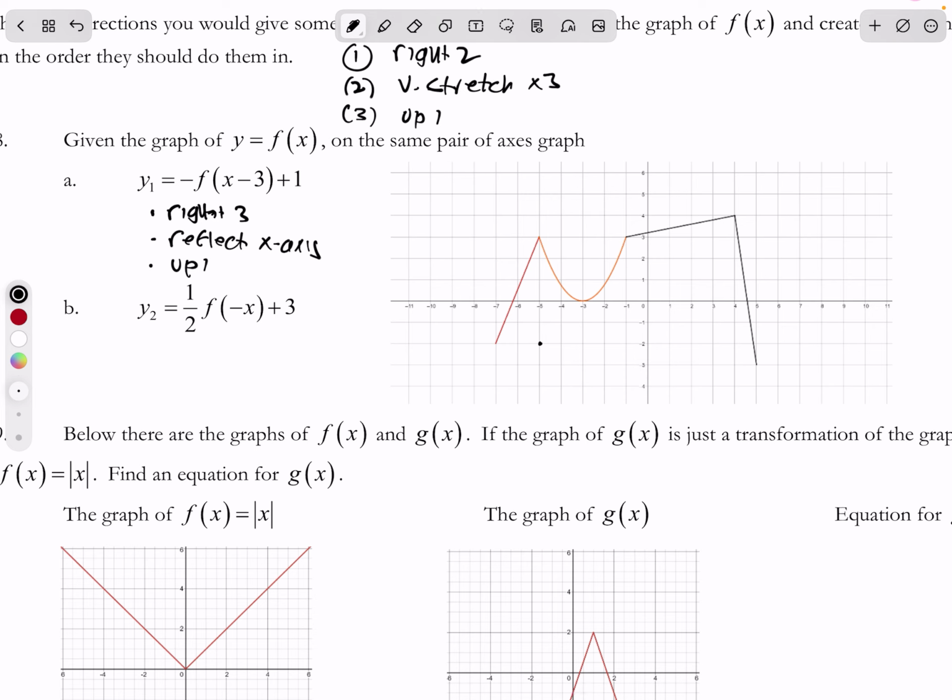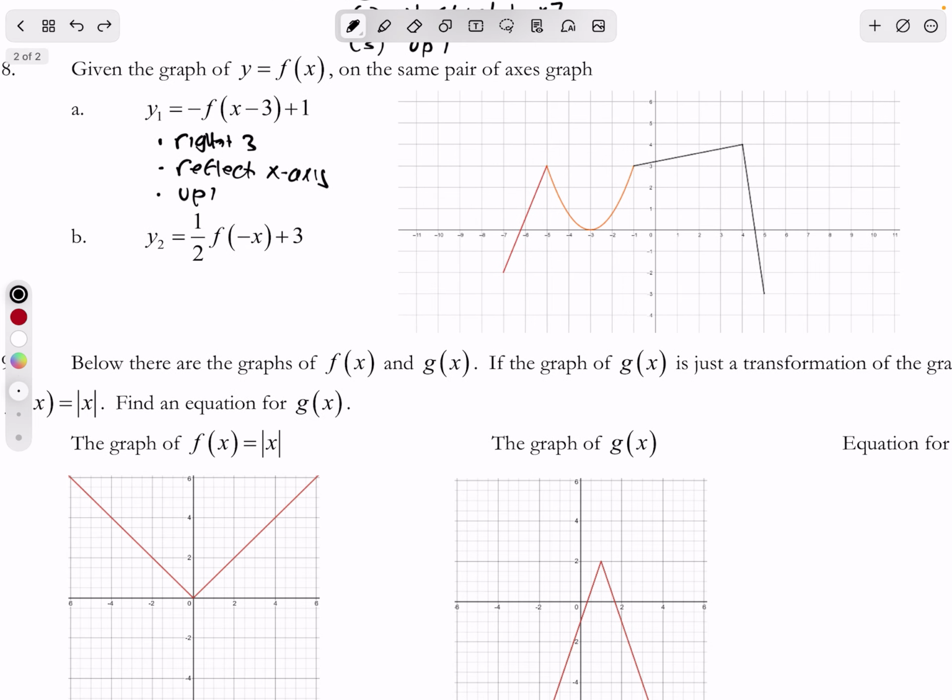Vertical stretch by a factor of 3. No. Oh, I'm reading the wrong one. Oh my God, I'm reading above. It's right here. Okay. To the right 3 puts me here. I did it right the first time. Vertical, reflect over the x-axis, and then up 1 puts me here.